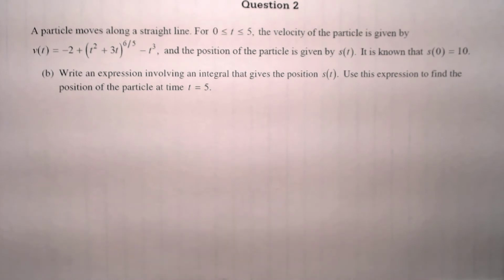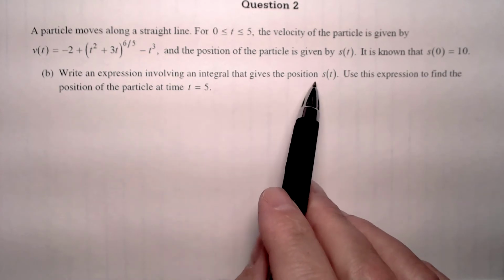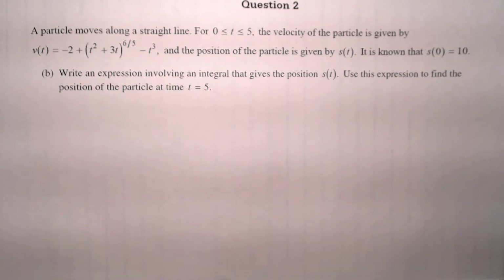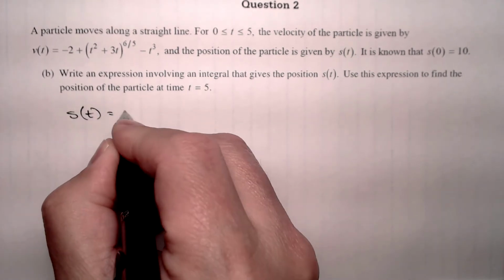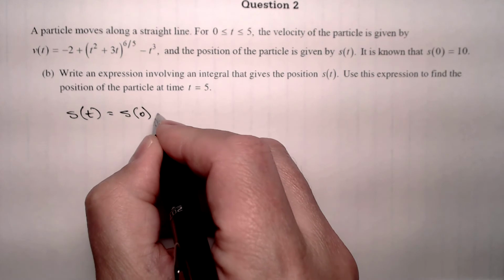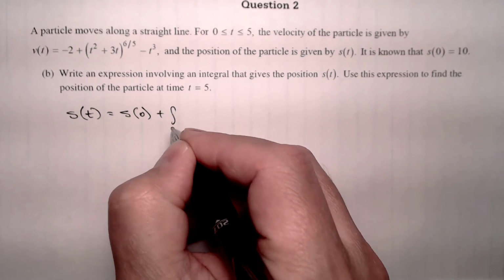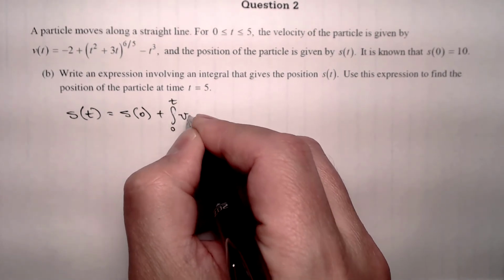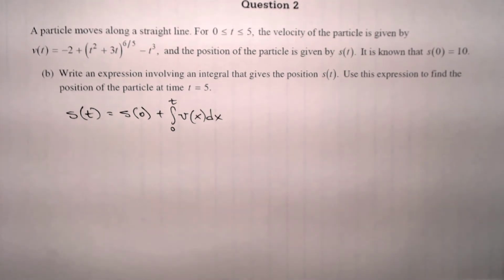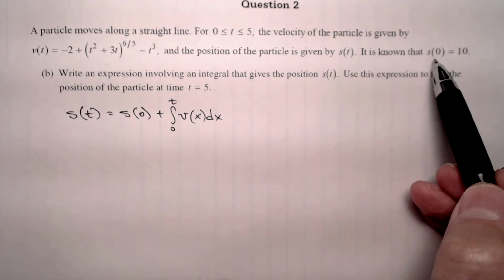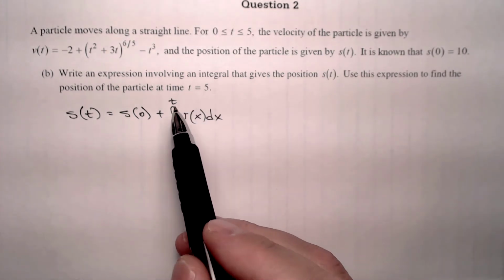In this part of the question we are being asked to write an expression involving the integral that gives the position s of t, and then evaluate at time equals 5. So s of t is equal to s at time 0 plus integral from 0 to t of v of x dx. And so to evaluate this expression at time t equals 5, you just need to plug in s of 0 equals 10, and then instead of t plug in 5.